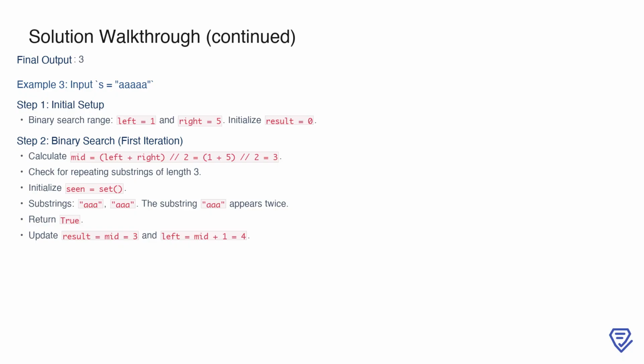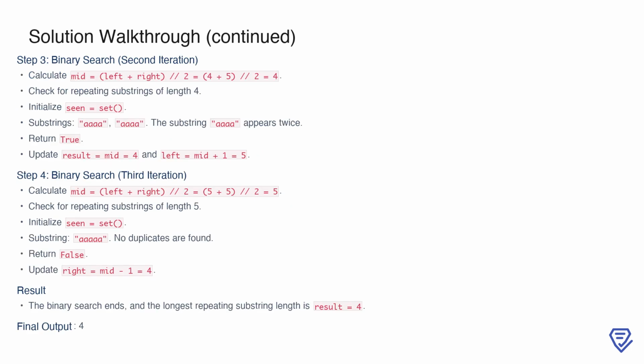We then check for repeating substrings of length 3. Using the helper function, we process substrings of length 3, AAA and another AAA. The substring AAA appears twice, so the helper function returns true. We update result to mid, setting it to 3, and increase left to mid plus 1, making it 4.